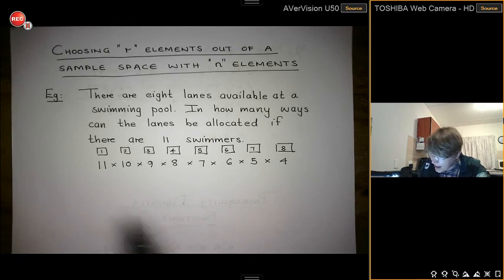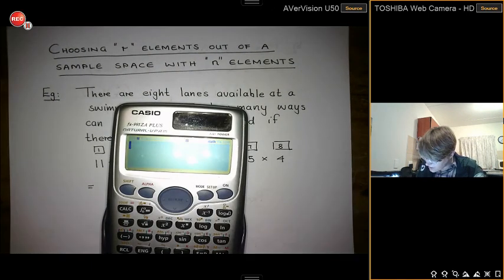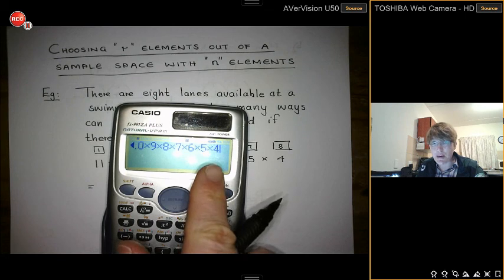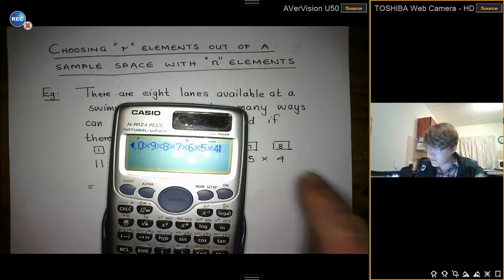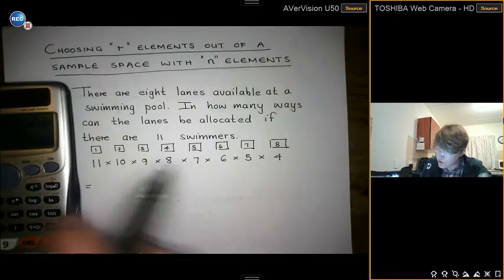So you can actually type this into your calculator. It'll take a little while, but you can type it in. So 11... and please remember to stop at the right space. Stop at 4. So that's going to be quite big, 6,652,800. Let's just write that down.